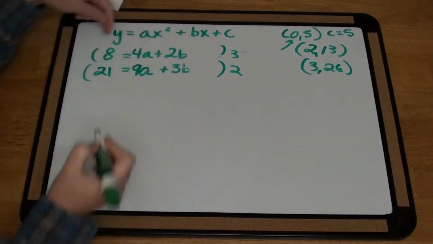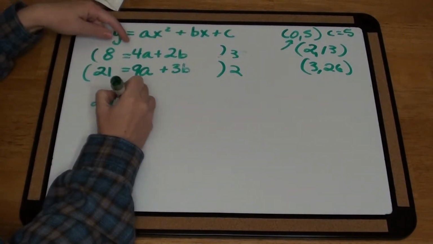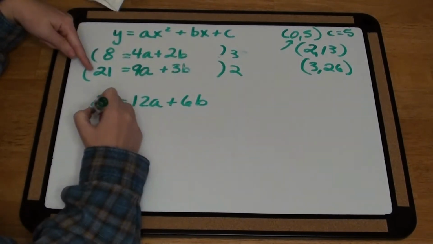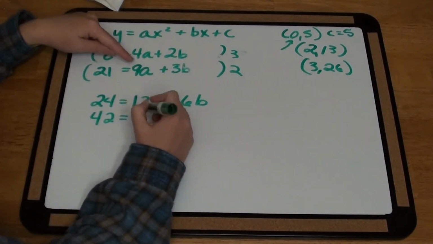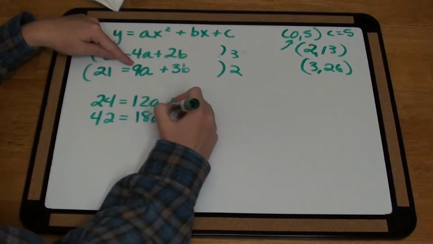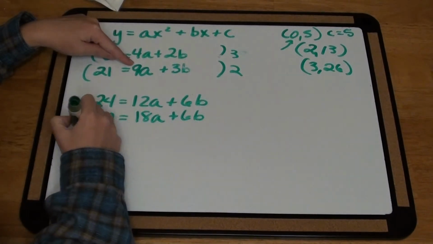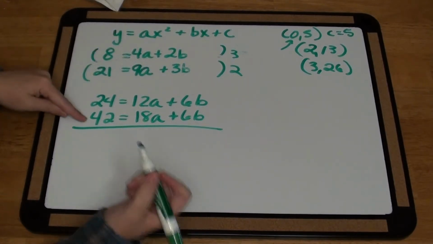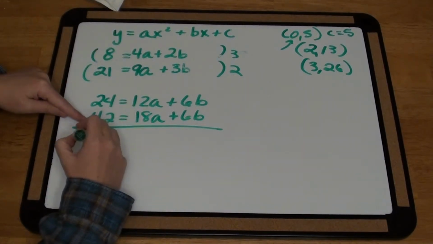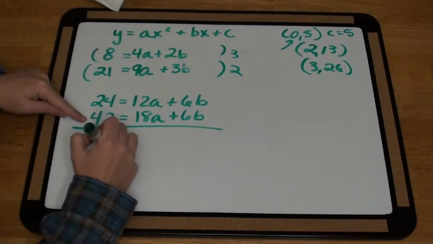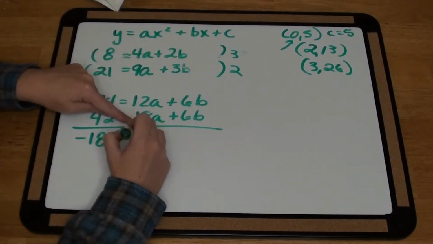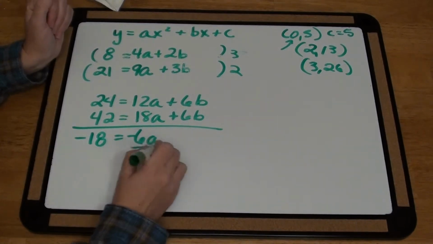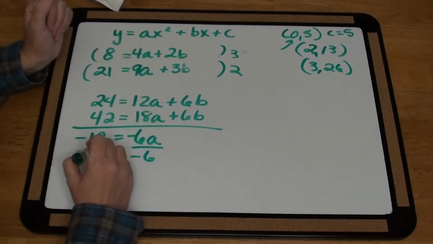So now I'm going to go ahead and multiply through. I get 24 equals 12a plus 6b. And down here I get 42 equals 18a plus 6b. So now I can subtract the bottom one from the top one. So 24 minus 42 is negative 18. 12 minus 18 is negative 6, and that's 0. So here, divide both sides by negative 6. This time I'll do it properly.